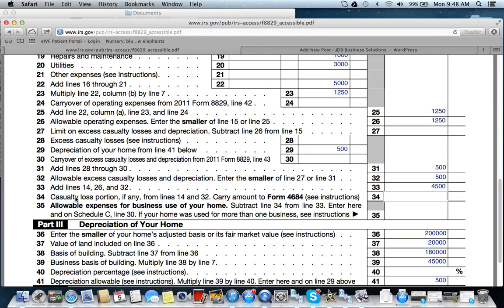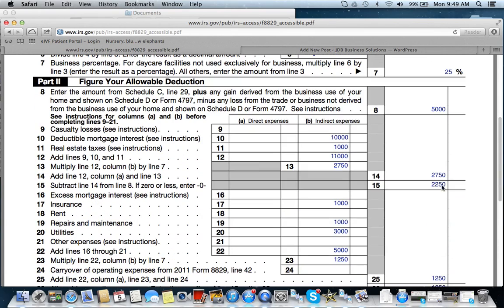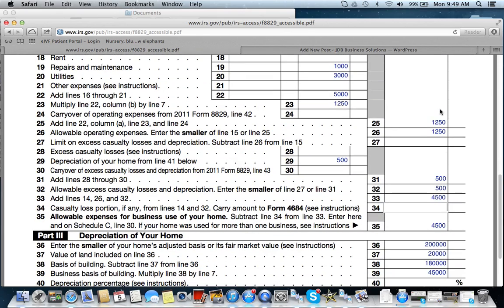All right. Casualty loss portion, we're not going to worry about that. Allowable expenses for business use of your home. Subtract line 34 from line 33, so it's just $4,500. And enter here and on Schedule C, line 30. If your home was used for more than one business, see instructions. So if you have more than one business, you're going to have to split these out between the businesses. In this case, we're going to say it's just one business. So you had $4,500 in business expenses. Your profit for the business was $5,000, which means you're going to be allowed to take the full $4,500, and it's going to leave you with a profit on your business of $500.